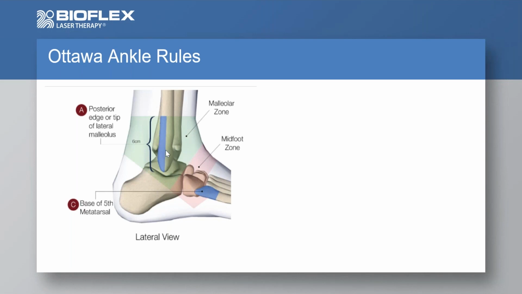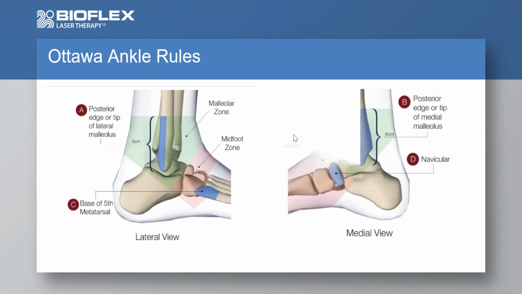So if there's pain with palpation on the bone there, then that's indicative of getting a set of x-rays. Whereas on the medial flip side, same thing, the distal 6 centimeters of the fibula, or sorry, of the tibia, the medial malleolus, that would be the medial malleolus. And again, you're looking for bone pain upon palpation.